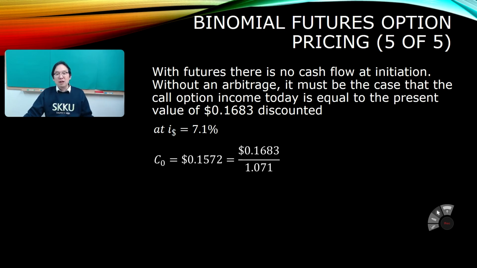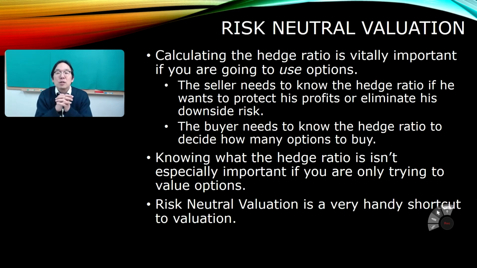Anyway, so risk neutral valuation is the next one. In the previous slide, we went through binomial pricing, the chopstick-looking one. But you can do another approach called risk neutral pricing, or risk neutral valuation. Calculating the hedge ratio is vitally important if you are going to use options. The seller needs to know the hedge ratio if he wants to protect his profits or eliminate his downside risk.